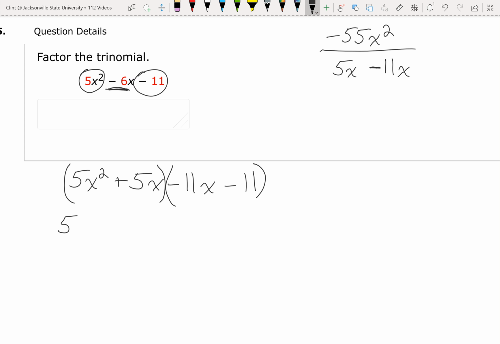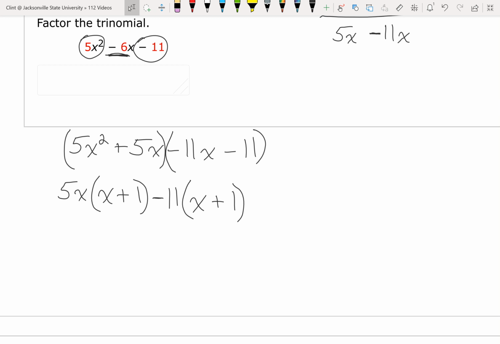Okay, so I see I have a 5x in common in the first group. That leaves us with x plus 1. And I know I'm going to want my second set of parentheses to end up as x plus 1. So the first thing I see I have to do is factor out a negative to change the signs. And then I see that I have an 11 in common. If we factor out negative 11, that will leave us with positive x, and instead of minus 11, it'll be plus 1.